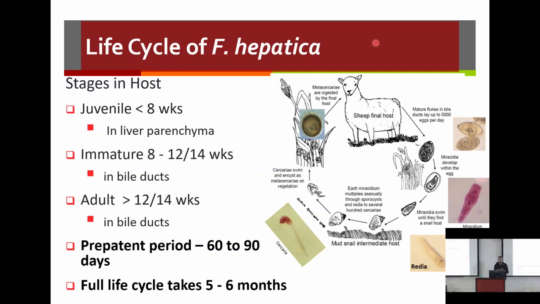It will convert into the juvenile stage in the first instance, in the liver parenchyma, in less than 8 weeks. Then it converts into the immature stage in the bile duct between 8 and 12 to 14 weeks. Finally it converts into the adult stage, between 12 and 14 weeks, and the parasite resides in the bile duct. The pre-patent period is 60 to 90 days, and the full life cycle is complete in 5 to 6 months.